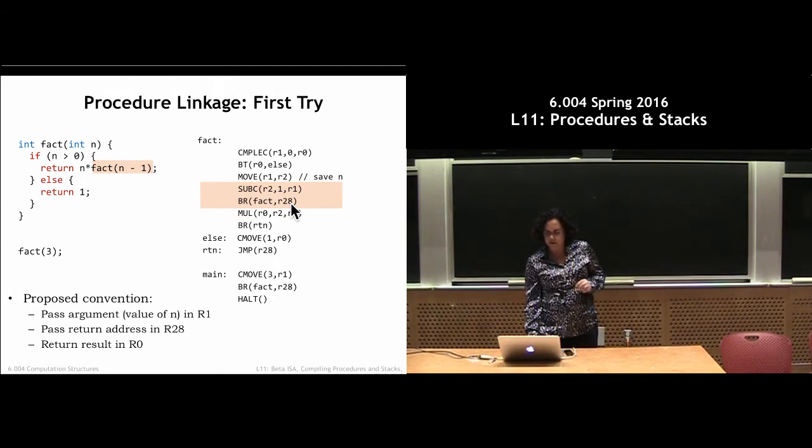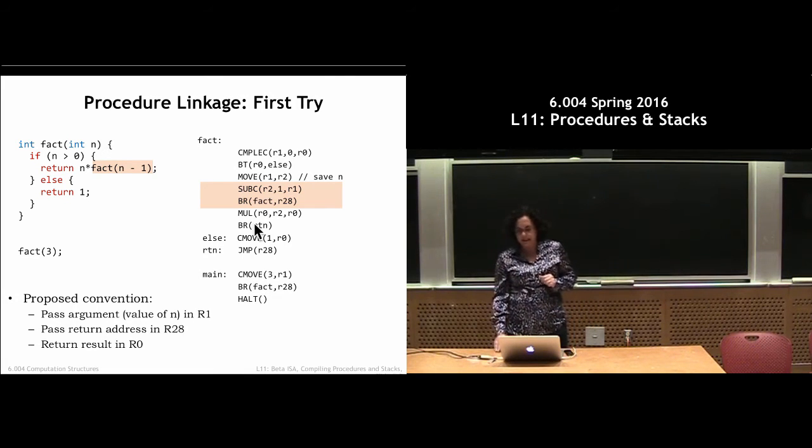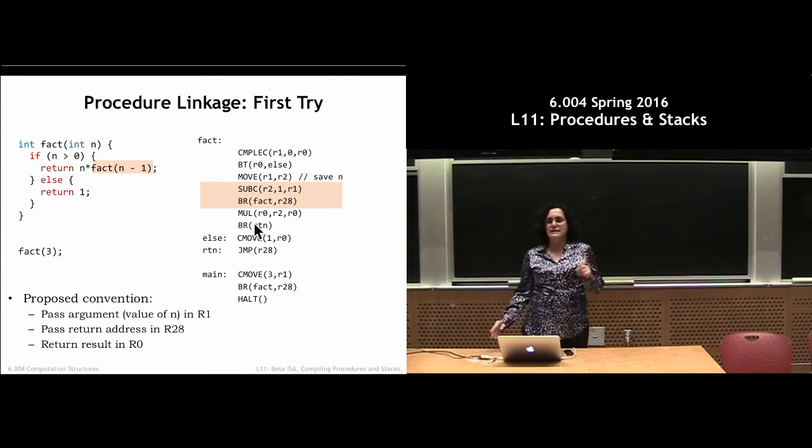Well, when we return from this, what we expect to happen is that we'll be able to multiply what was returned by this recursive call times n, which was stored in R2, and that will put our final result into R0, and at that point we can return to our main code. Well, so who thinks this actually works? And if you don't, maybe you can tell me why. Yeah.